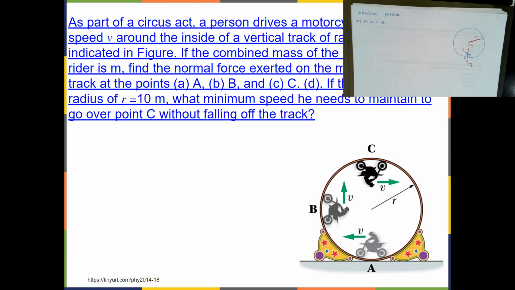All right, so let's take a look here together. From the figure, it says the combined mass is m and the speed is v. As the figure shows, at points A, B, C they are the same. The radius is r.